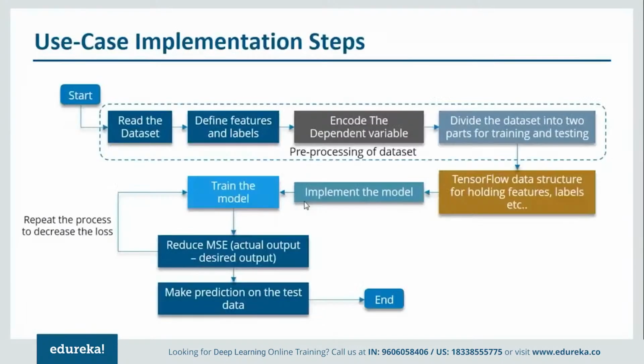So guys, let's move forward and we'll see what are the various steps involved in order to implement this use case. So over here we'll first begin by reading the data set that we have. We'll define features and labels. After that we are going to encode the dependent variable. And what is a dependent variable? It is nothing but your label.